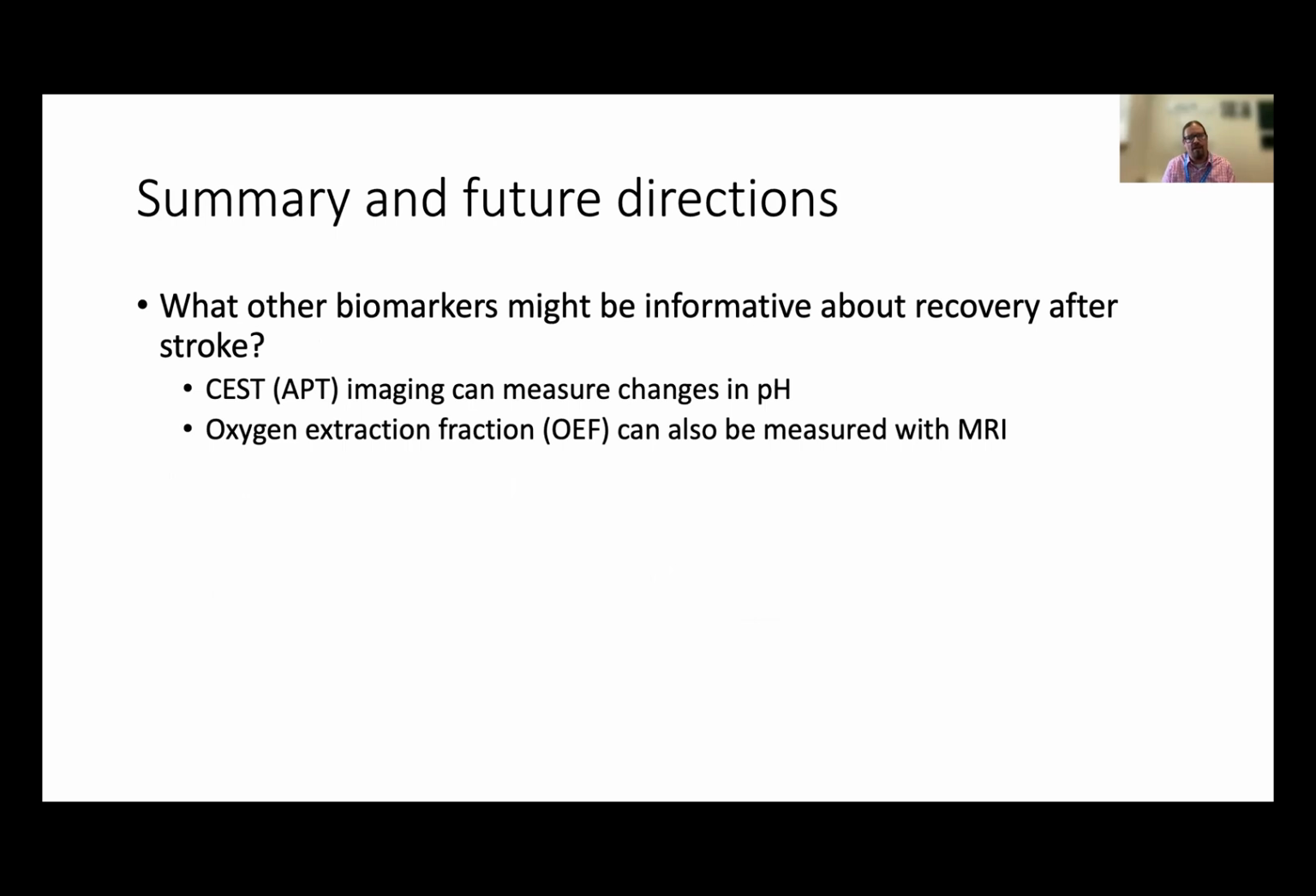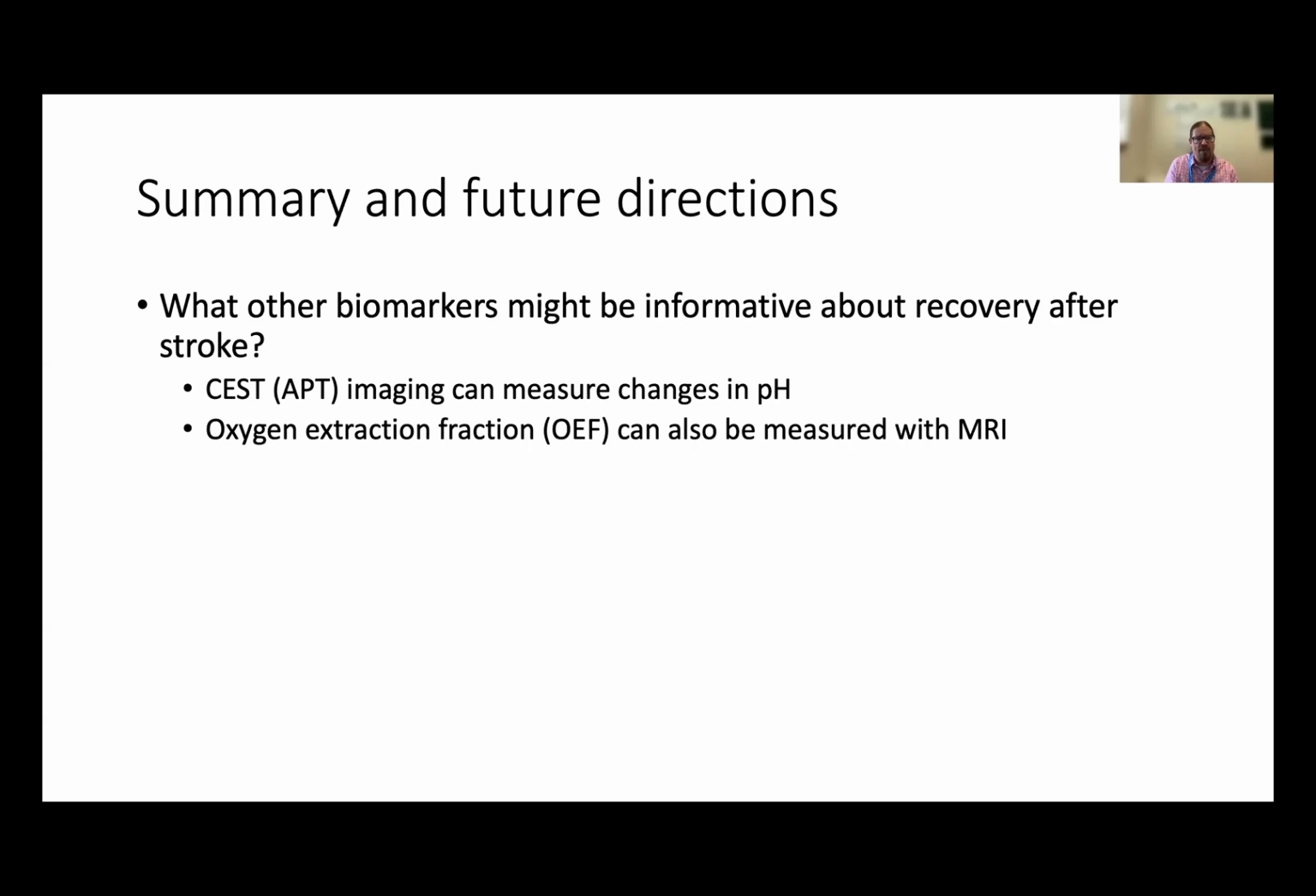And then, what else could we be thinking about to try to look for recovery after stroke? There's a lot of other types of sequences that we're looking at. So CEST imaging or APT imaging. This is looking at some of the other hydrogens, not the ones on water, but the ones on amides and so forth, and using that to try to estimate things like pH or proton density, that kind of thing.